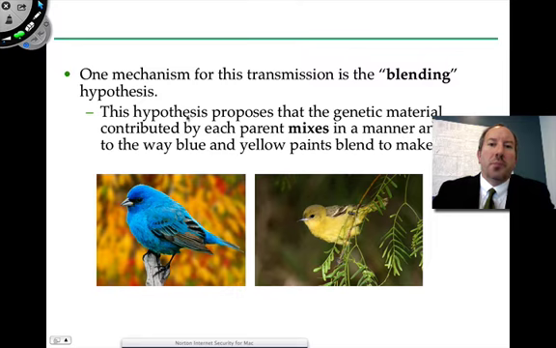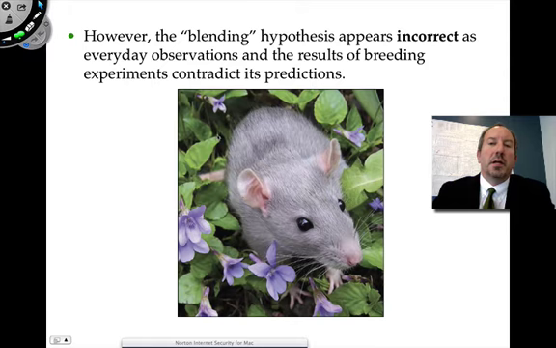Most people thought, if they were giving it any thought at all, and it makes perfectly good sense, that if a blue bird were to reproduce with a yellow bird, sort of like paint, if you mix blue paint with yellow paint, you're going to get green paint. This is what we'd call the blending hypothesis about how heredity works, and that this is why you would get different colors. But the truth is, when you looked at this blending hypothesis more closely, it proved to not be as accurate.